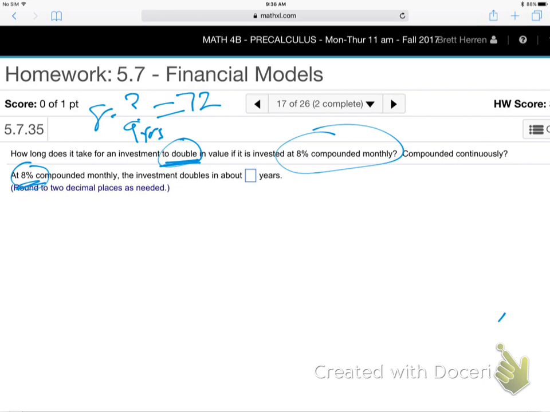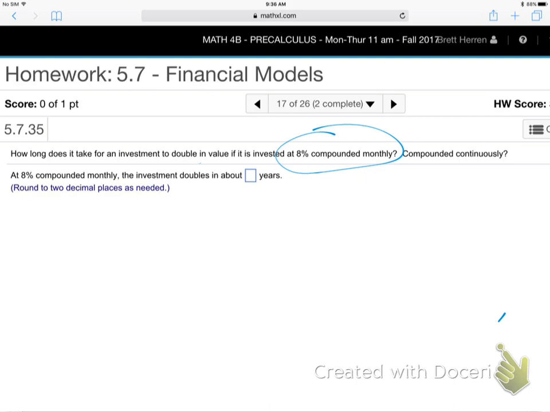Let's do the 8% monthly. We're guessing the answer is about 9 years because 8 times 9 is 72 for doubling. So we're thinking we should get an answer about 9. That might be helpful to you on the test just to know. That might be enough just to grab the right multiple choice answer right there. I don't know. Okay, so let's give it a go.